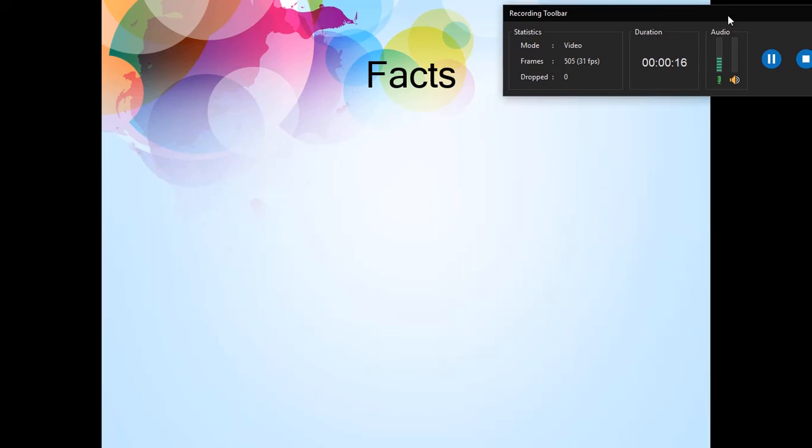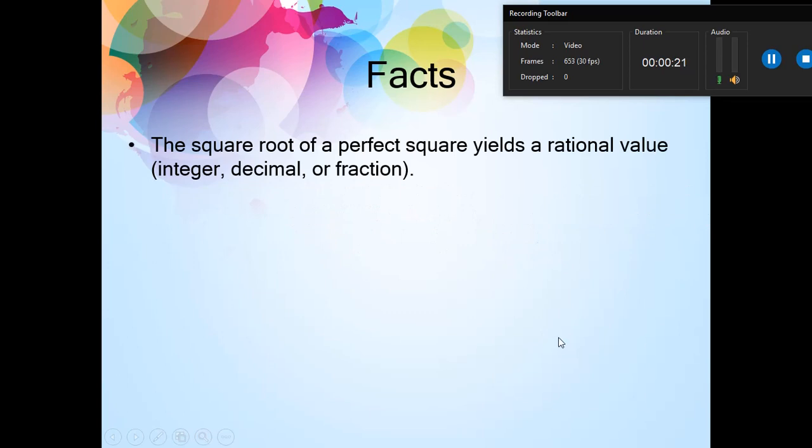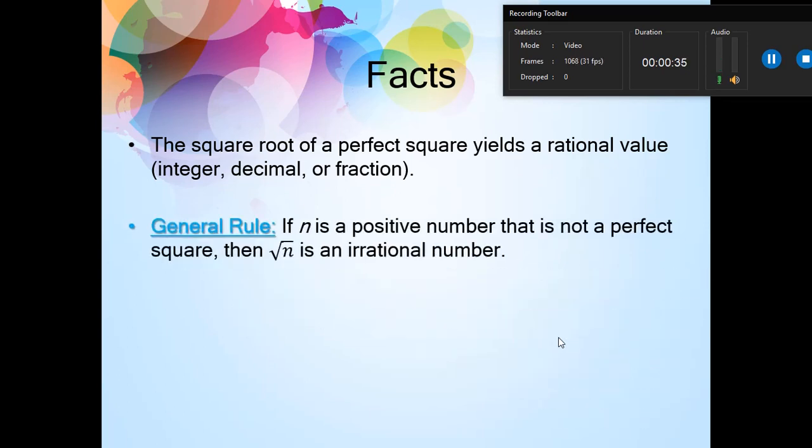So yesterday we talked about perfect squares. We know that if you have a perfect square and you take the square root, you're going to get a rational value. That doesn't always mean a nice whole integer or a whole number. It could be a decimal or a fraction. Not all square root radicals are perfect squares. So if the value of n is positive, but we know it's not a perfect square, then I know the square root of n is an irrational number.